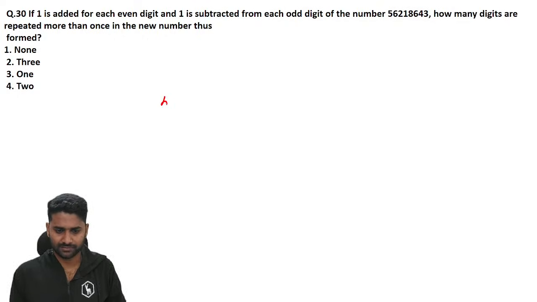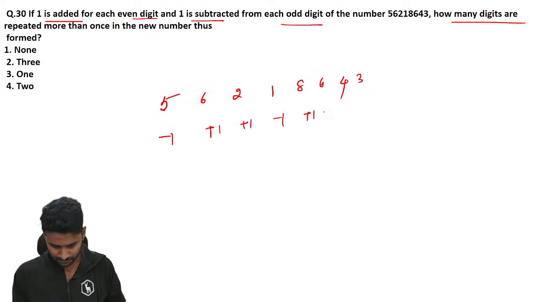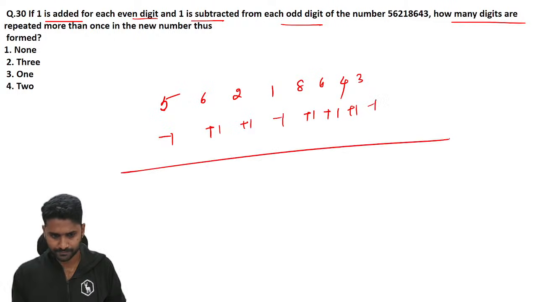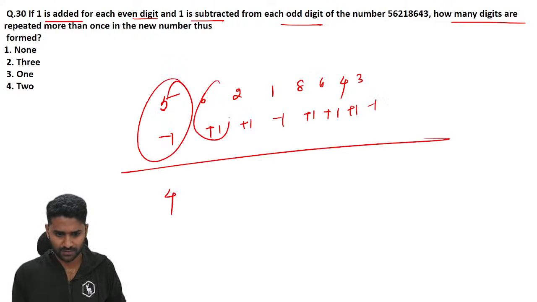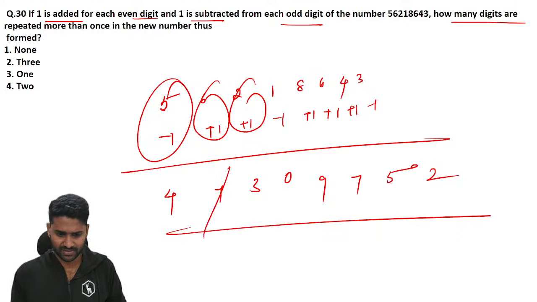See one more condition here. The number 5, 6, 2, 1, 8, 6, 4. How many digits are repeated more than once? One is added to even digits, one is subtracted from odd. So here 5 minus 1 is 4, 6 plus 1 is 7, 2 plus 1 is 3, 1 minus 1 is 0, 8 plus 1 is 9, 6 plus 1 is 7, 4 plus 1 is 5 and this is 2. How many digits are repeated? So 7 is repeated more than once, and 4, 3, 9, 5, 2. No other digit is repeated. So the answer is 4.